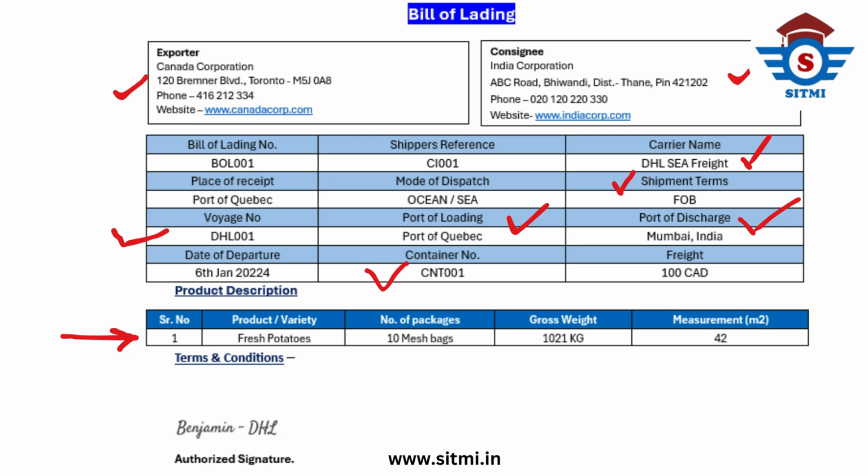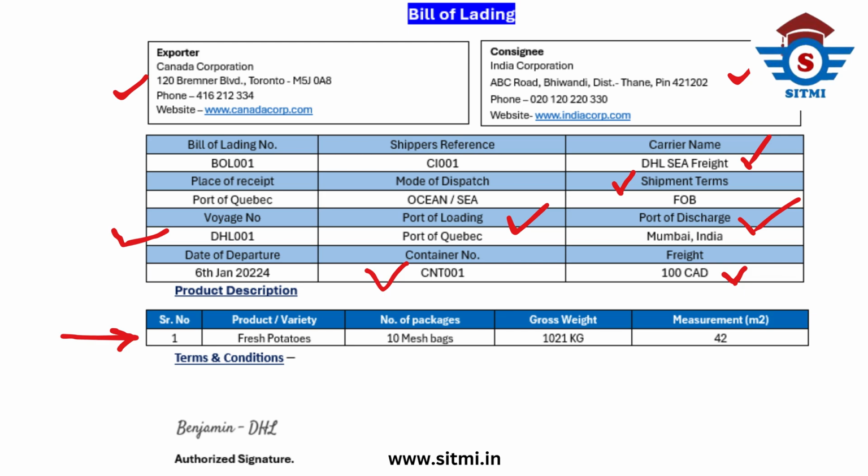The next point is the shipping terms. The bill of lading indicates the agreed upon shipping terms between the shipper and the carrier. This may include details about who is responsible for transportation costs, insurance, and other expenses associated with the shipment. The eighth point is freight charges. The bill of lading includes information about the freight charges associated with the shipment.